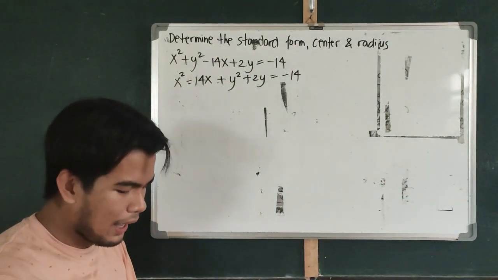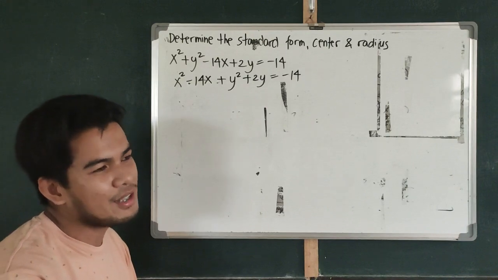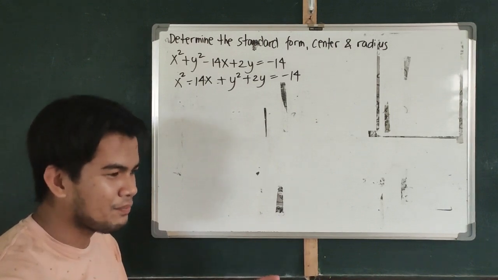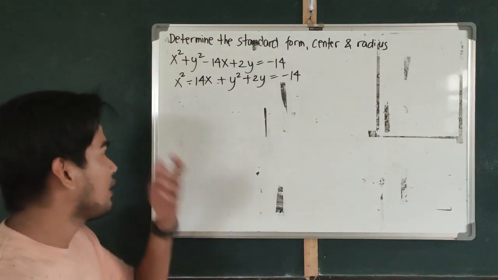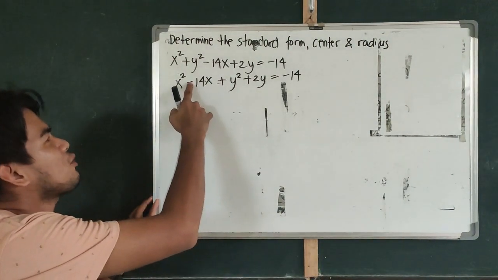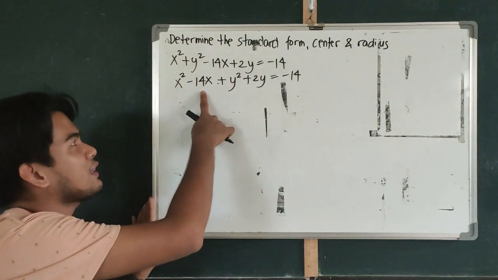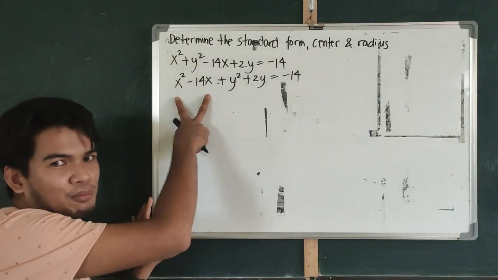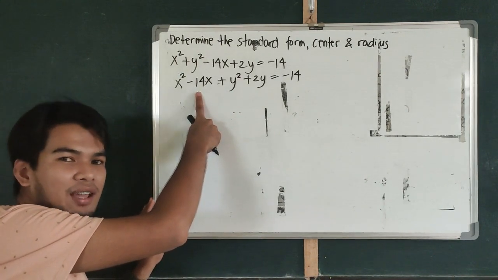Next step, we add to both sides the square of half the coefficients of x and y. I-add daw natin sa magkabilang side yung square ng kalahati ng coefficients ni x at ni y. Okay, so in this part, let's focus our attention kay x. Okay, so ano yung coefficient ni x? The coefficient of x is negative 14. Okay, so i-divide natin yan sa 2 para makomplete yung trinomial na to into a perfect square trinomial. Okay, so negative 14 divided by 2 is negative 7.